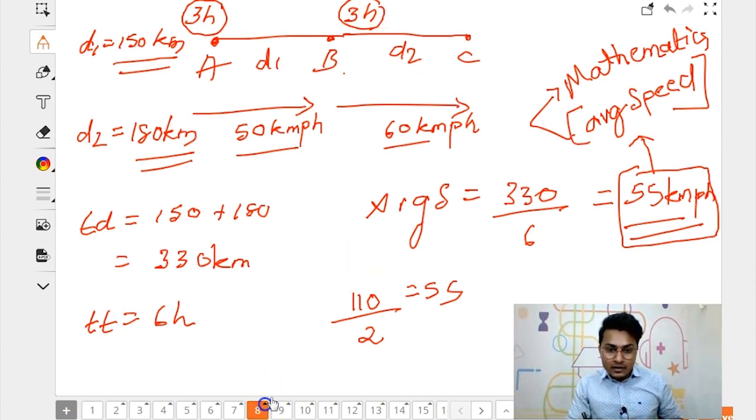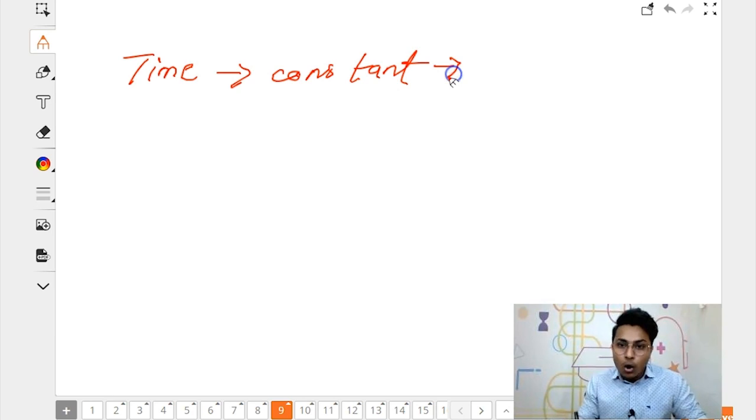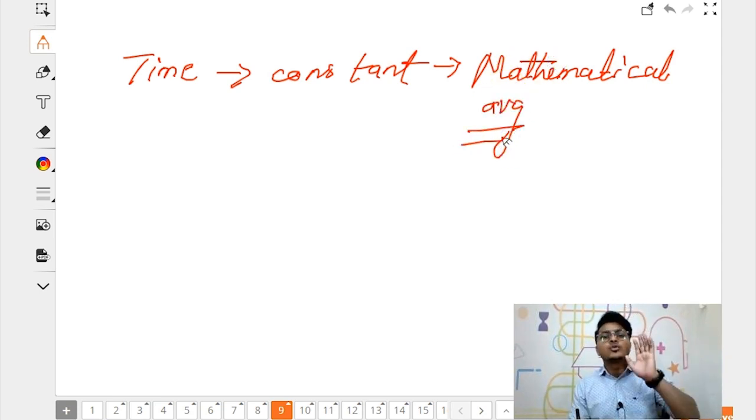So that is the tip right there, guys. Please note it down. When the time in the scenarios is constant, take the mathematical average. Always take the mathematical average. If it is not constant, then do not take it. Go with the actual flow which you used to do this problem.